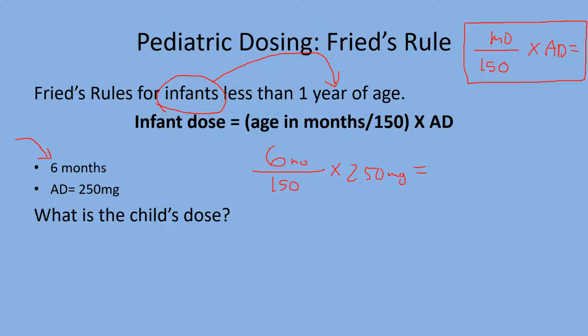So how much drug would you give this infant? So punch it in. 6 divided by 150 times 250. Milligrams. So the adult dose is 250. Look how much less you're going to give an infant. Smaller bodies, underdeveloped organs.